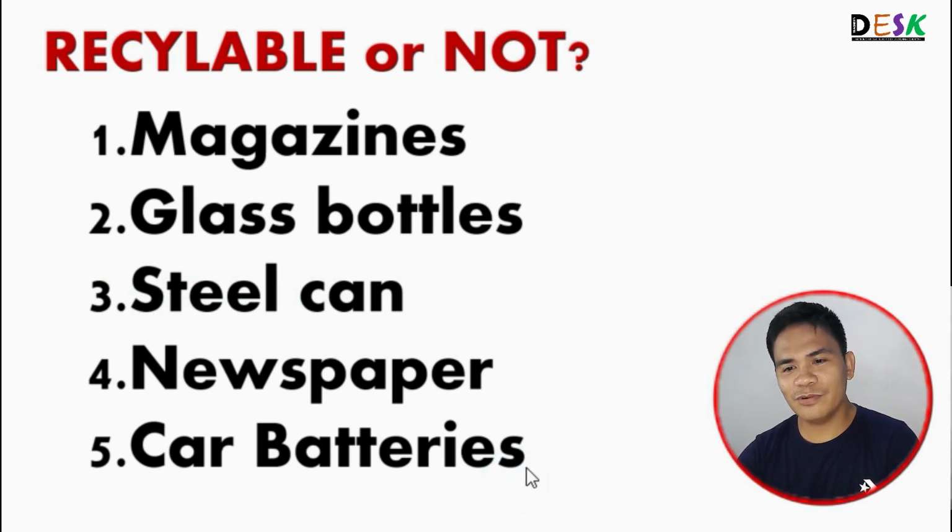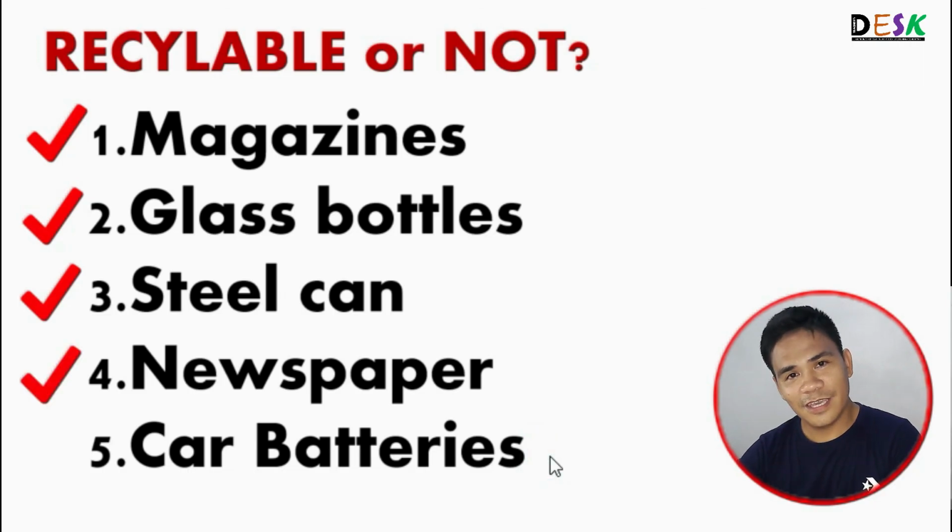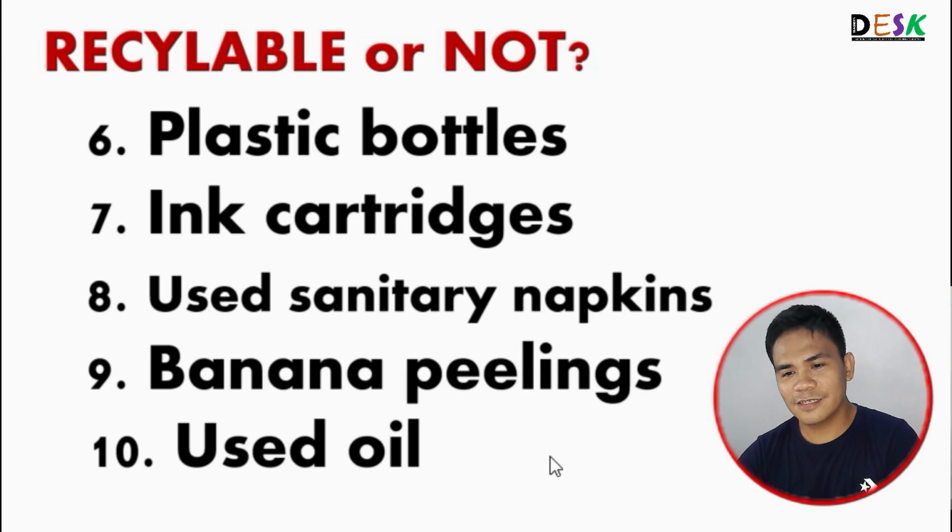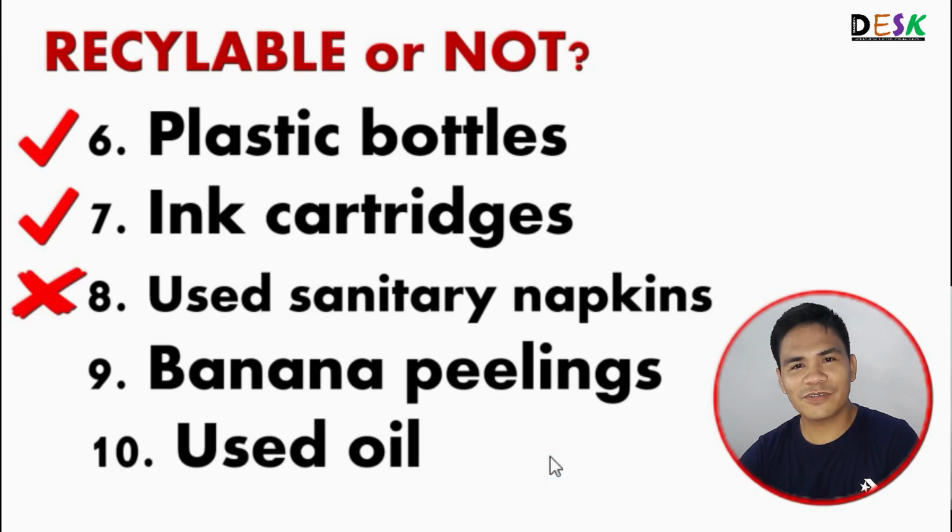Magazines. Recyclable or not? Yeah, of course. Glass bottles. Of course it is. Steel can. Of course it is. Newspaper. Of course it is. And car batteries. Yes, they can be recycled. Plastic bottles. Yep. Ink cartridges. Yes. How about the sanitary napkins? No, we can't recycle it.